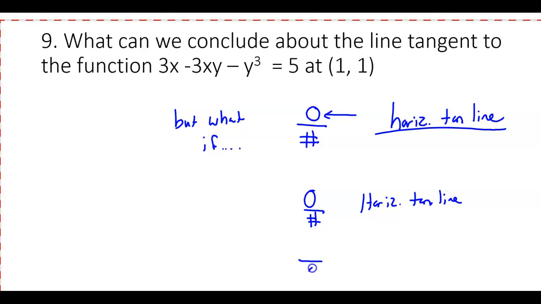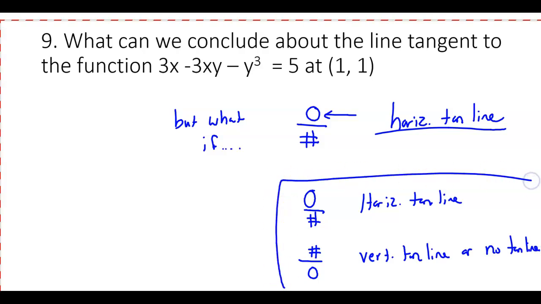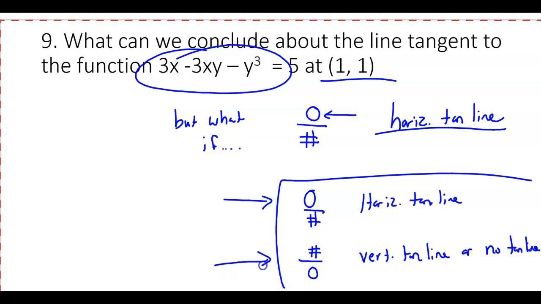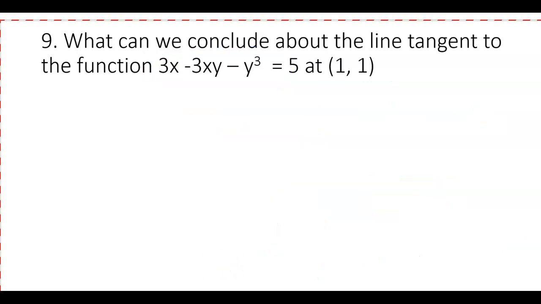A 0 on the bottom means that you have a vertical tangent line, or it could mean no tangent line. Okay, it would mean one of those two things. But this is basically the big aha here, that final conclusion. You guys are going to need to take your derivative and plug in your point, and you'll see whether it is this situation or this situation, and from there you can come to your conclusion.